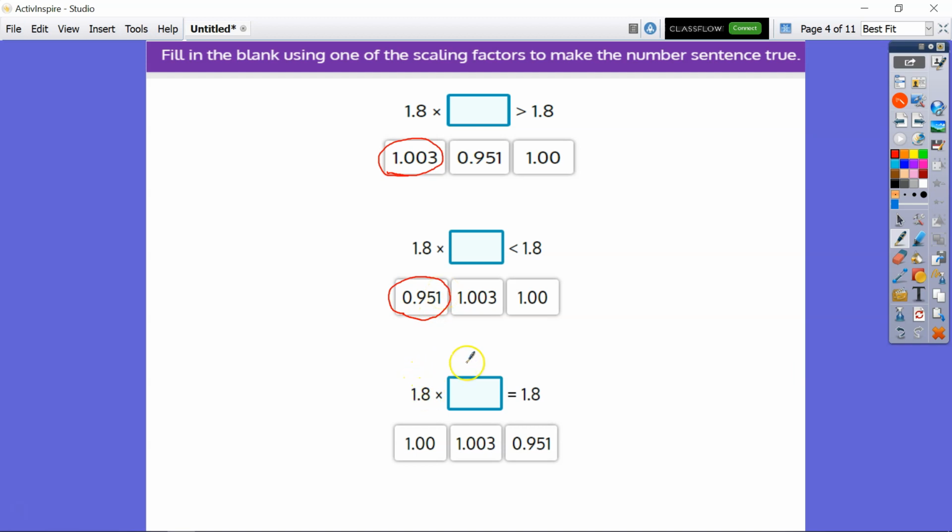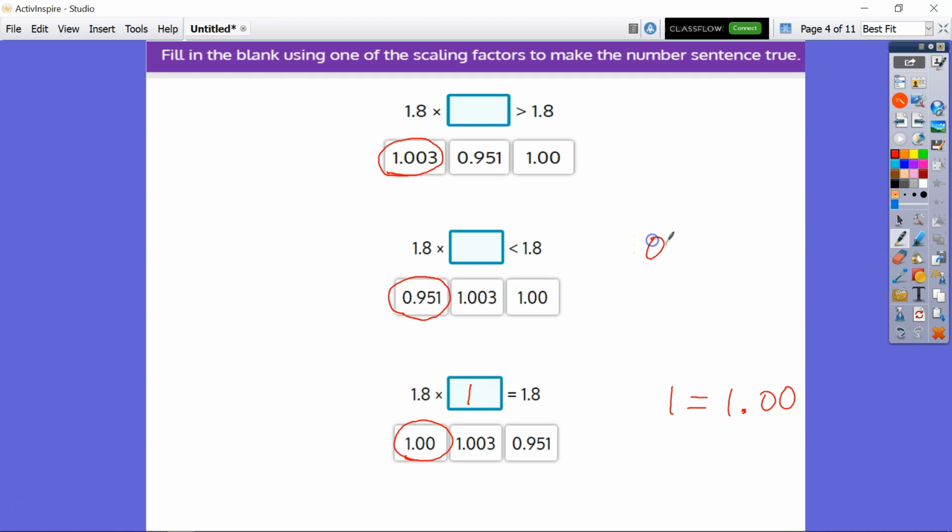All right, now this is the easiest of the three. 1 and 8/10 times blank is equal to 1 and 8/10. We know that 1 is going to be our answer there. I wrote it without the decimals. So that is correct. And we could check that by doing the standard algorithm of multiplication. However, if you know that 1 is equal to 1, I'll just write it in the form that they had it. Therefore, I know that if I multiply by 1, I'm going to get the same number. In this case, it's 1 and 8/10 for all of them.